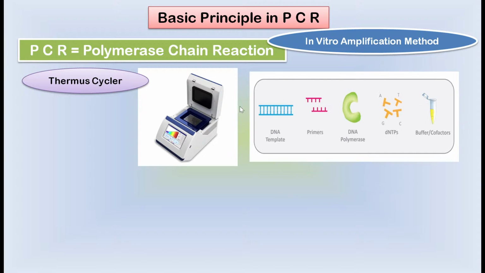And what are the different components we need to add for the PCR? This is the DNA template. DNA template means whatever target DNA you have, you need to add. From this target DNA, we need to amplify a specific DNA portion. For that specific amplification, we need to add specific primers which attach to that specific portion. These are the primers, a set of primers. One is the forward primer and one is the reverse primer.